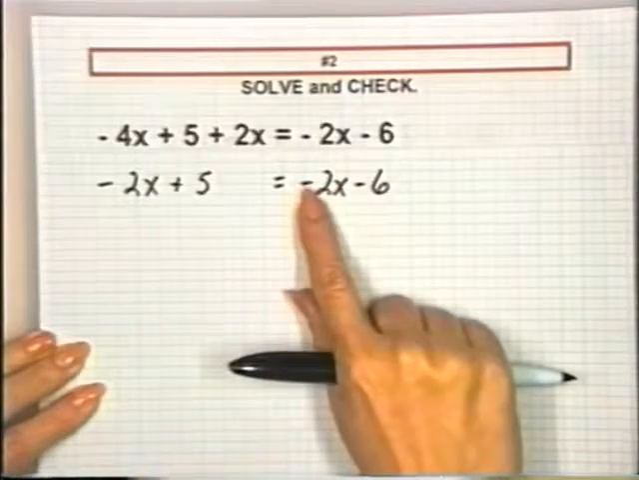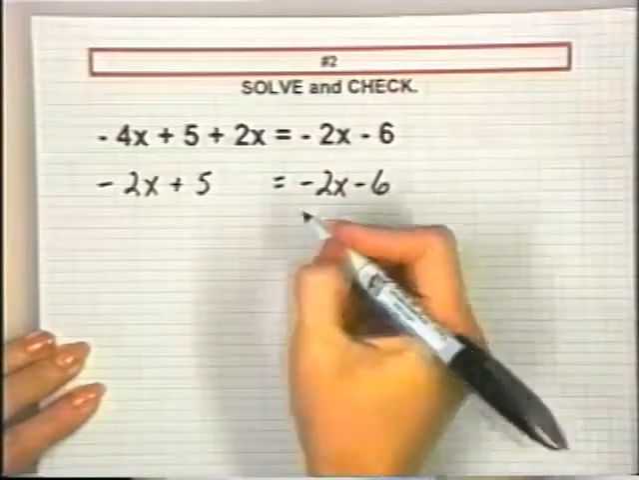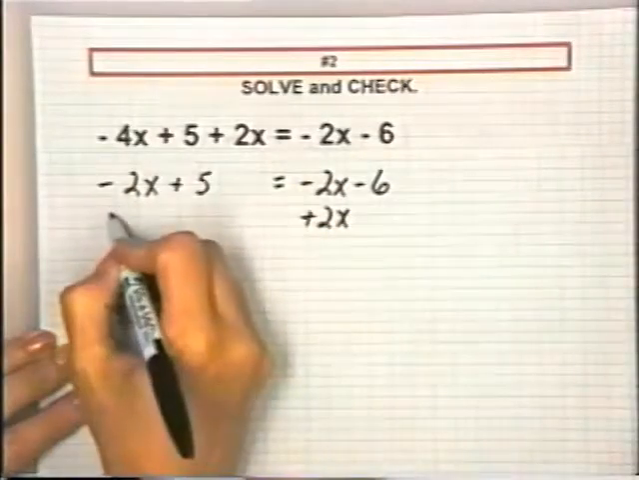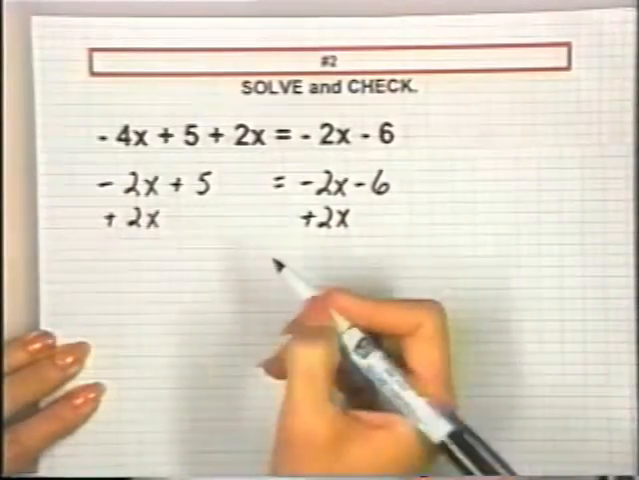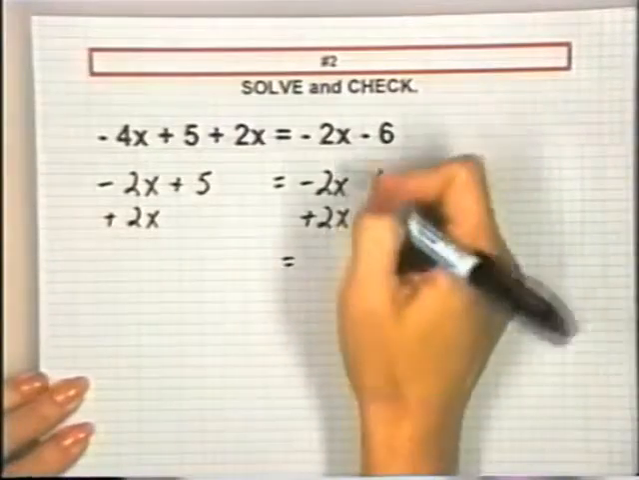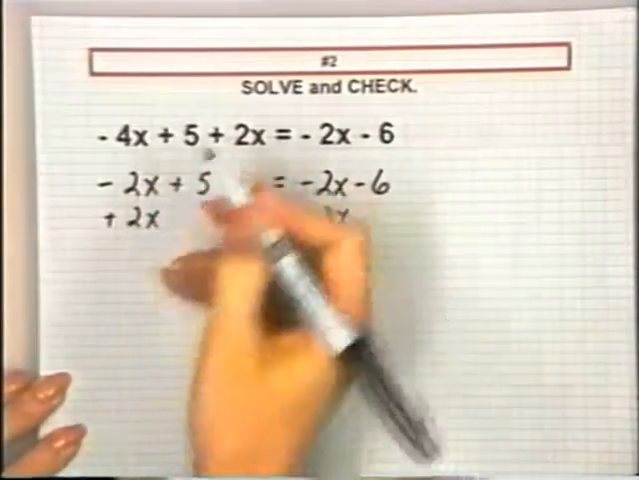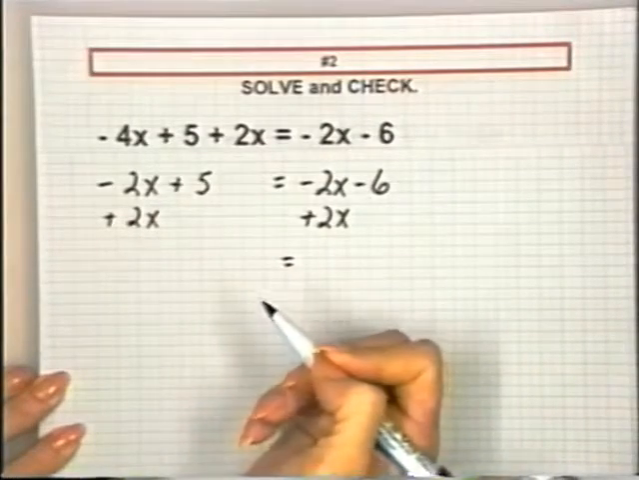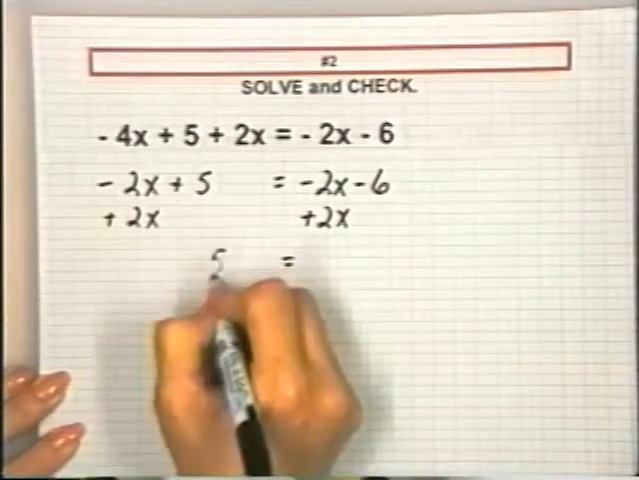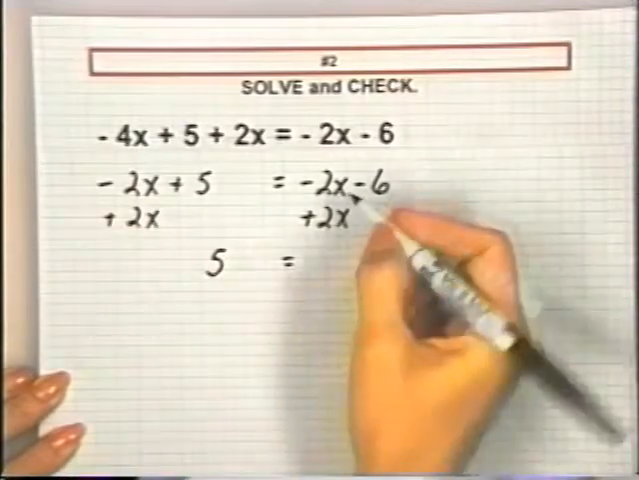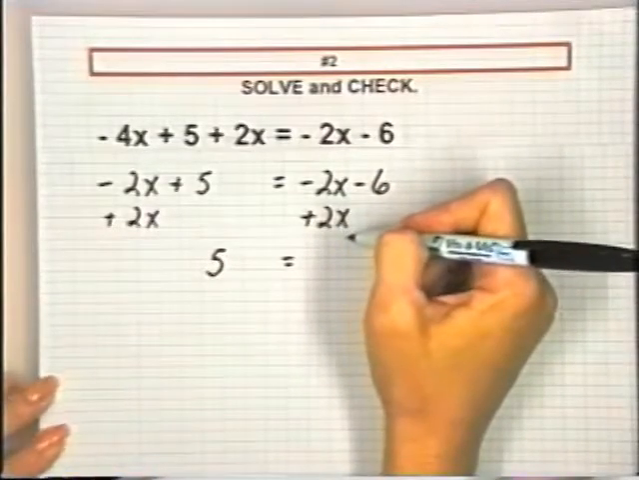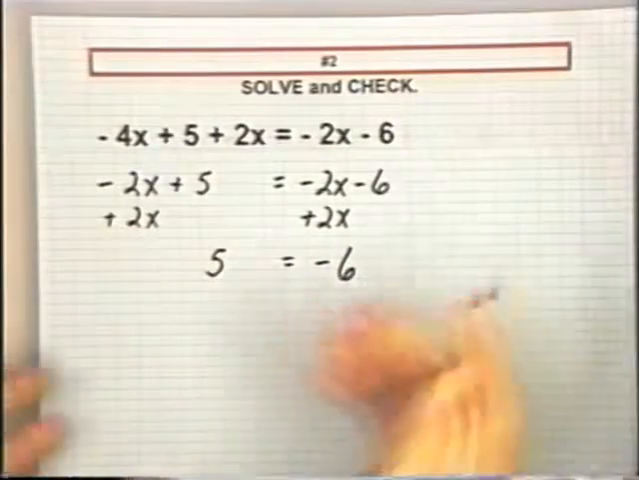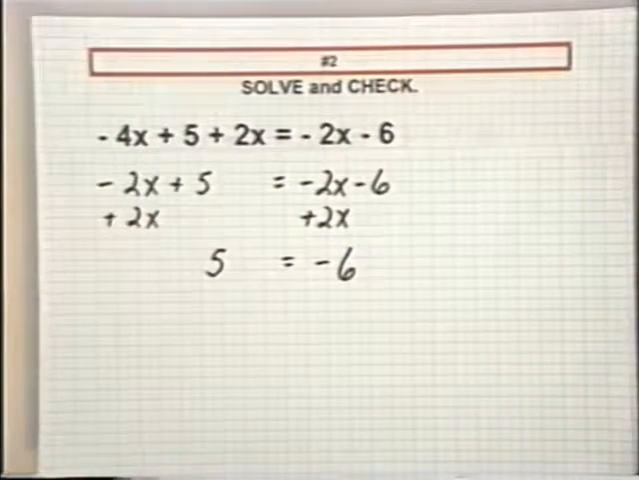Since the 2x has been subtracted from the right side of the equation, to undo the subtraction, I will add 2x to both sides of the equation, lining my like terms up. -2x plus 2x is 0x. I will not write the 0. I've got my 5 equals -2x plus 2x is 0x. And I didn't do anything with the -6.